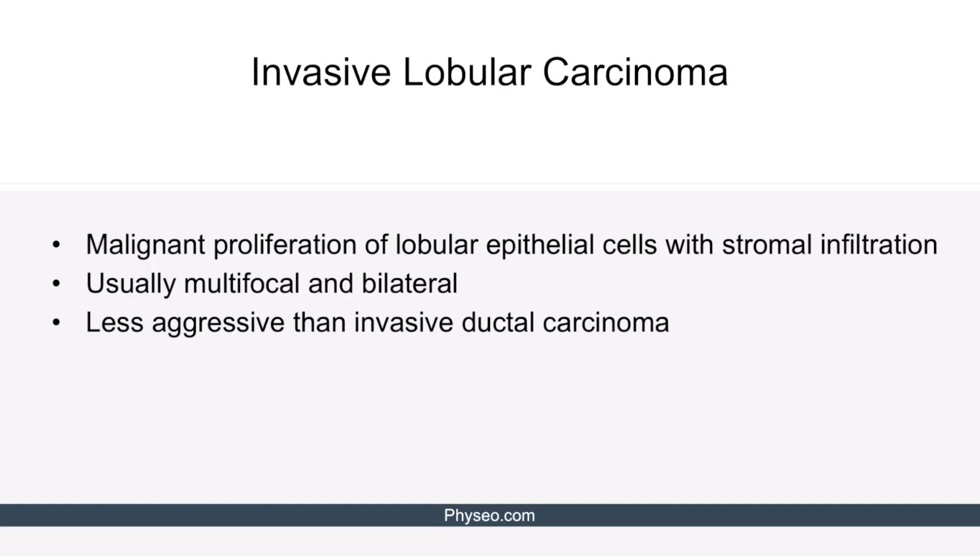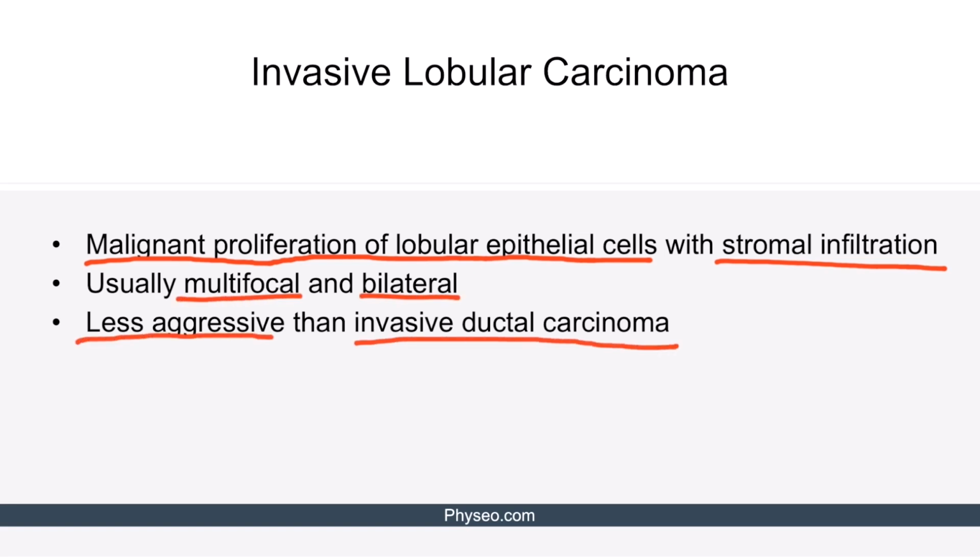Next, invasive lobular carcinoma. Invasive lobular carcinoma is the malignant proliferation of lobular epithelial cells with stromal infiltration. In contrast to invasive ductal carcinoma, it's usually multifocal and bilateral. It's also considered to be less aggressive than invasive ductal carcinoma.